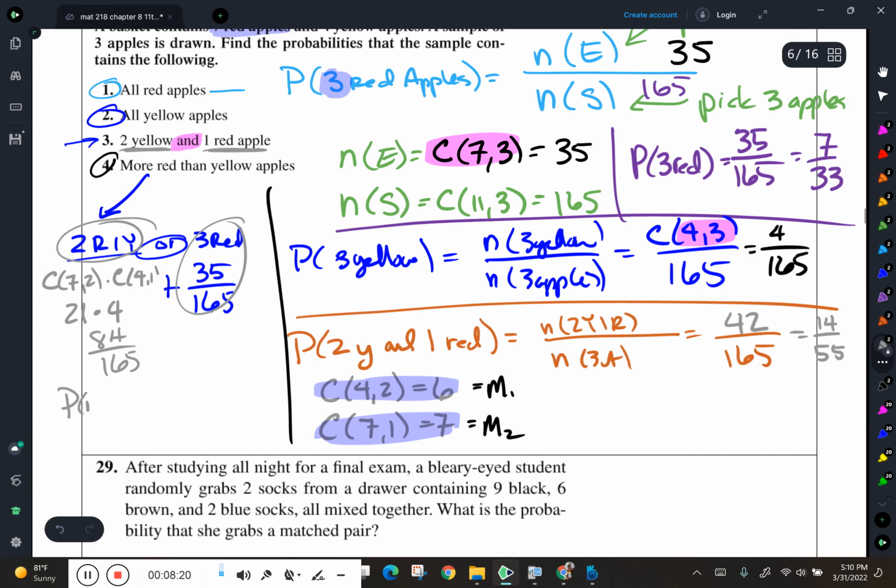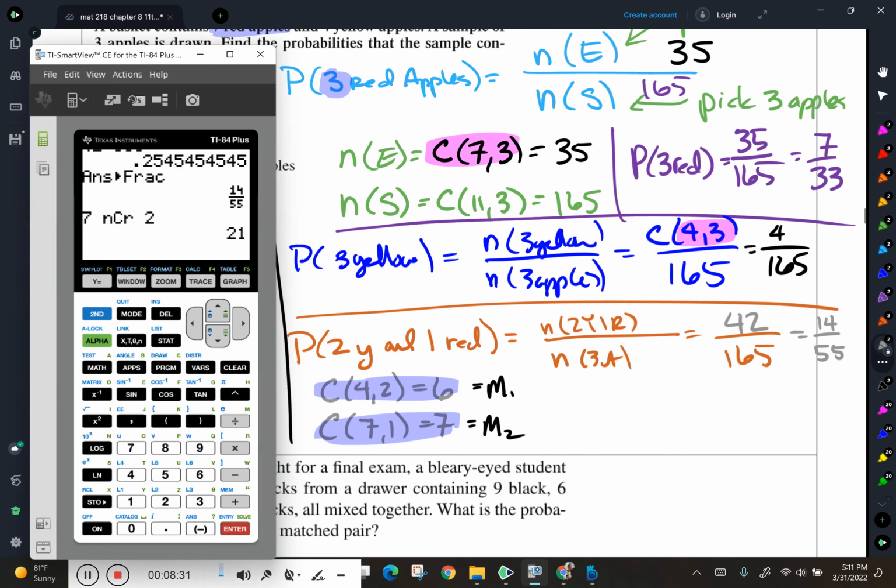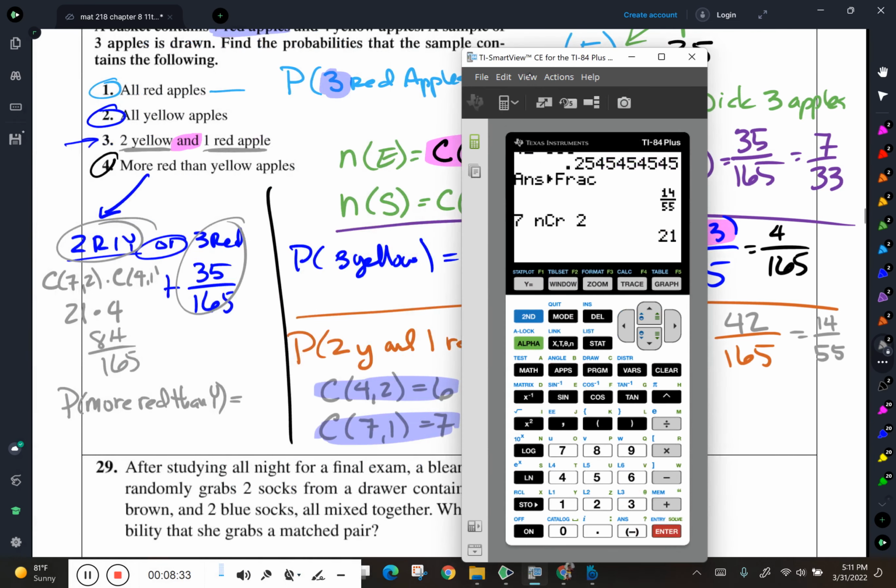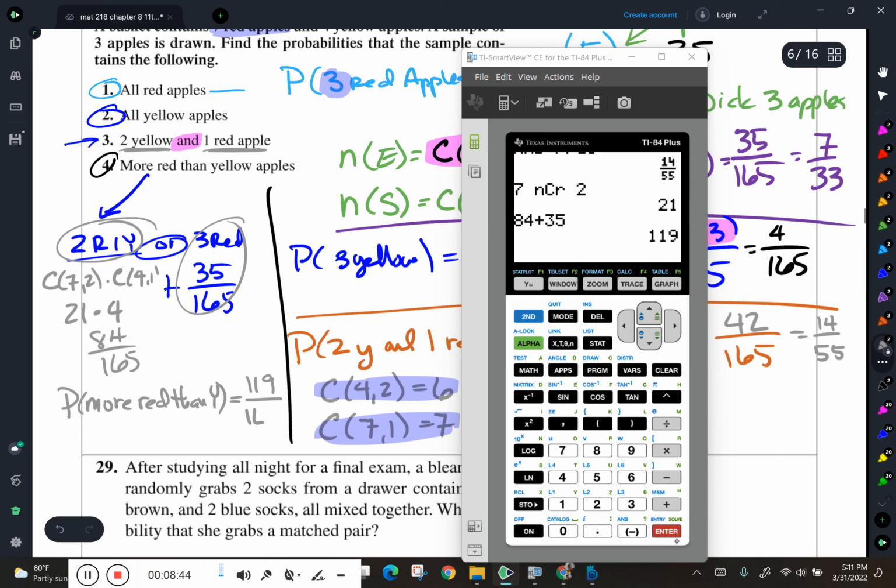So the probability of more red than yellow is going to be the sum of those 2. So I'm going to need a calculator for that because my brain isn't working like it used to. Let's see, 84 plus 35 is 119. So 119 out of 165. Let's see, 119 divided by 165. Make it into a fraction. Doesn't reduce, so there we go.